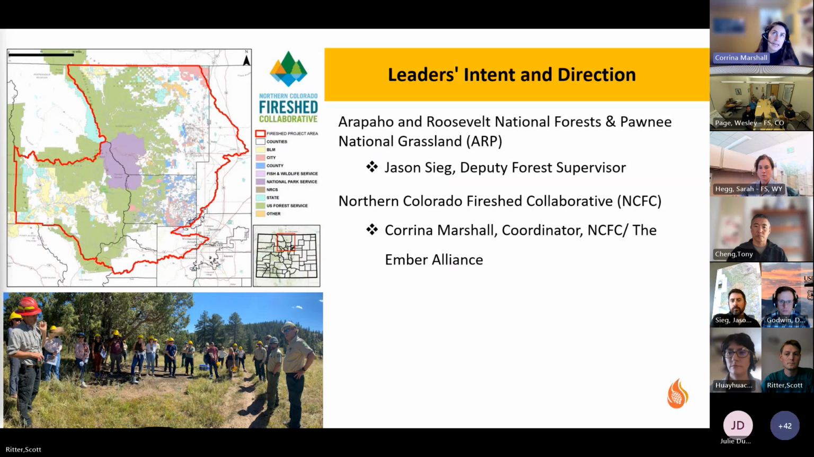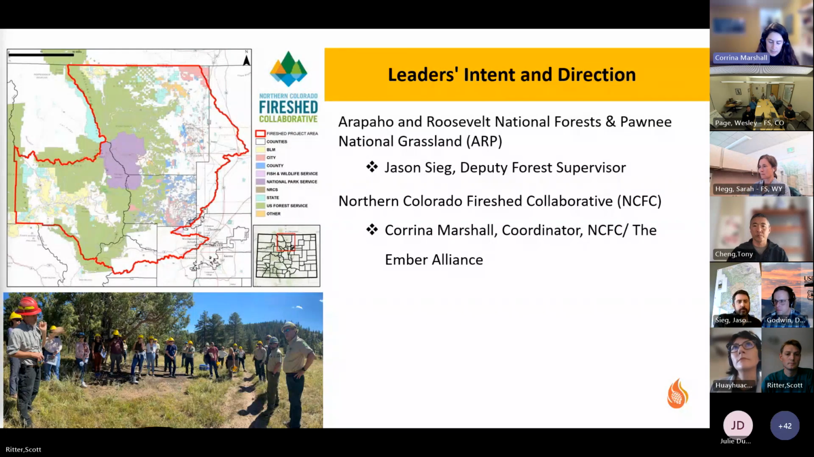So the landscape that we're in is on the map here. We have federal, state, local partners, and NGOs from the Wyoming border down to I-70 along the Front Range, and then Grand County on the other side of the Continental Divide. So we're working as a collective group to engage with communities, promote resilient forests and watersheds, and protect highly valued resources and assets.